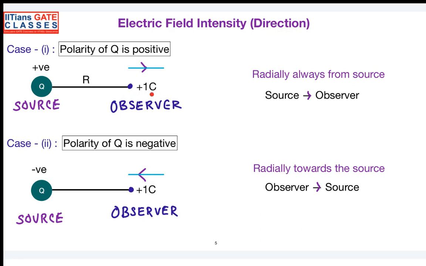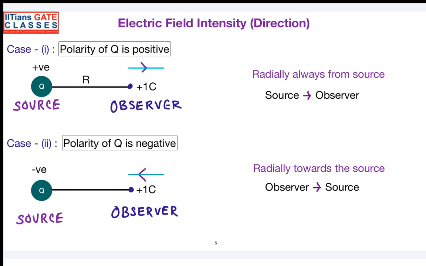So in this case, what is the direction of electric field intensity? Electric field intensity direction will be like this. So I have mentioned something like this. So when the polarity of the charge is positive, the electric field intensity direction will be radially away from the source. In other words, this charge Q is pushing the 1 Coulomb charge to move away from the position. So when the polarity is positive, the electric field intensity will be source to observer.